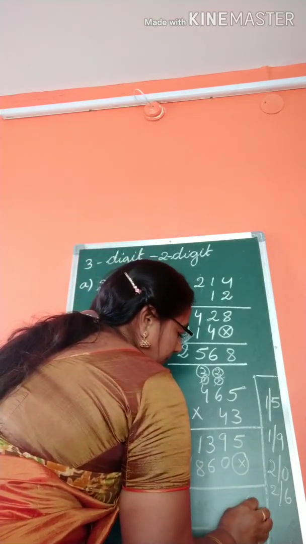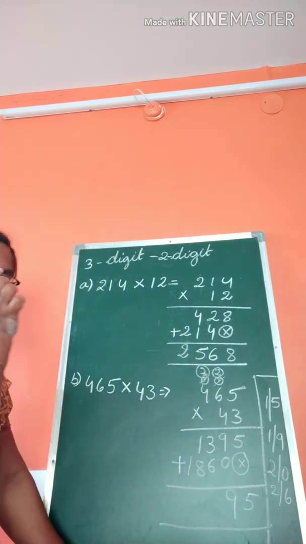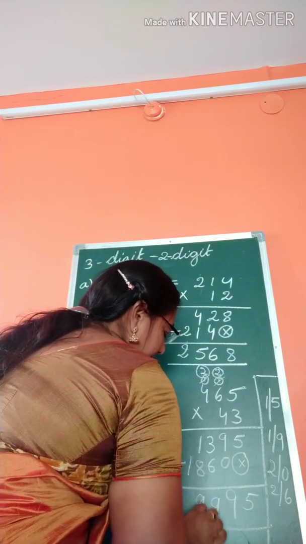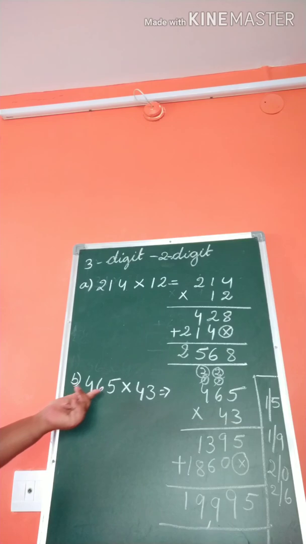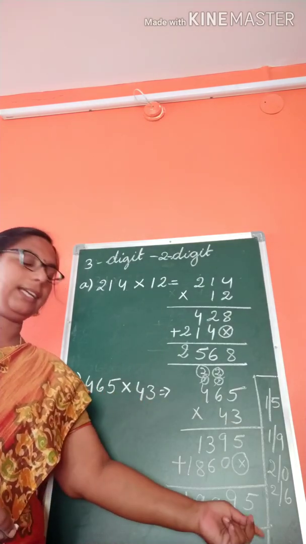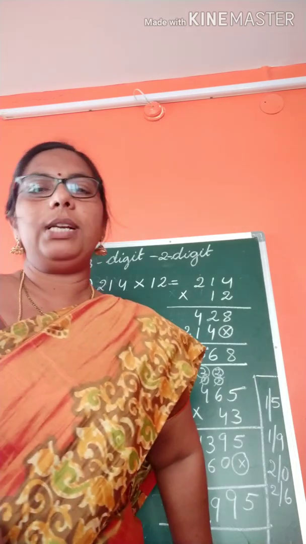5 plus 0 is 5. 9 plus 0 is 9. 3 plus 6 it's 9. 1 plus 8 it's 9 and 1. So what's the answer here? 465 into 43 is equal to 19,995. This is how we do a 3-digit by 2-digit multiplication.